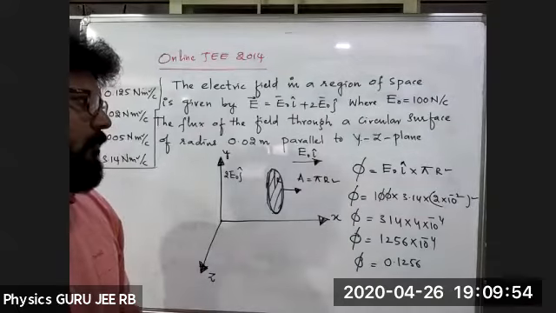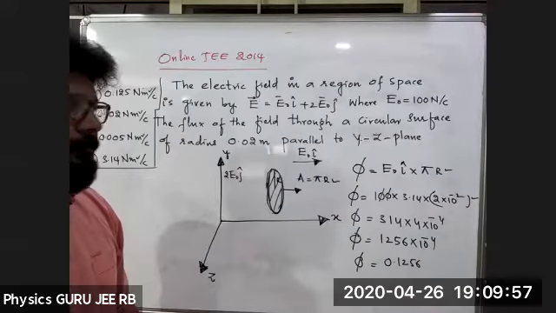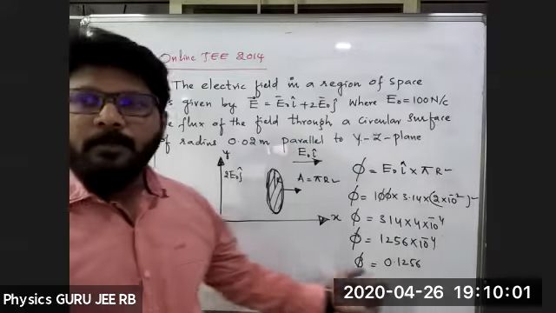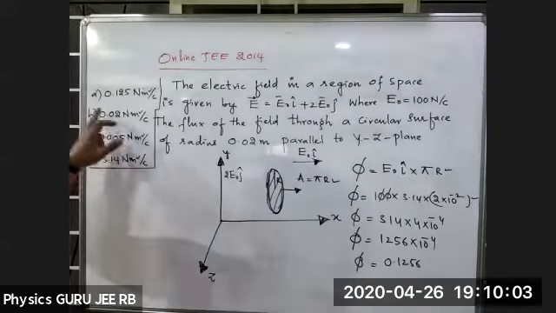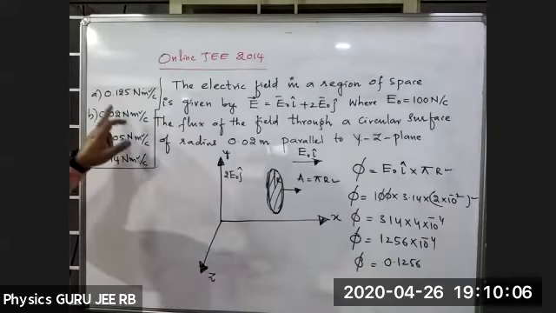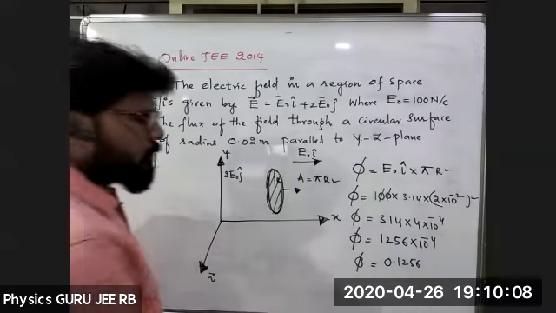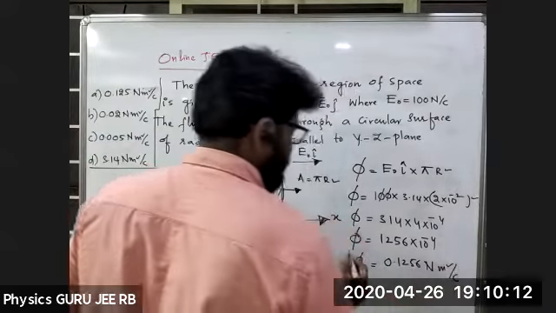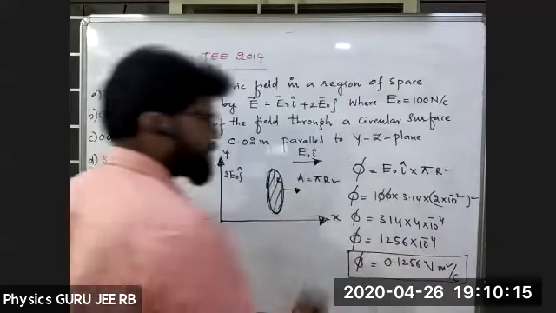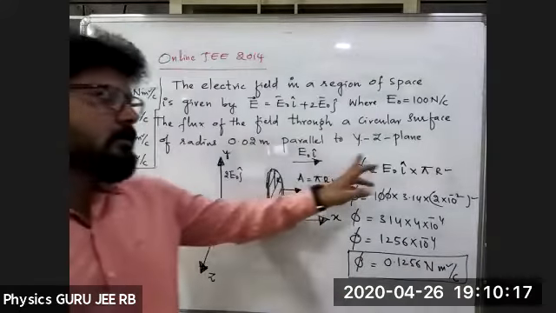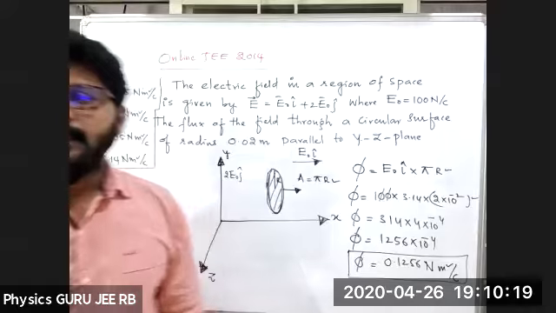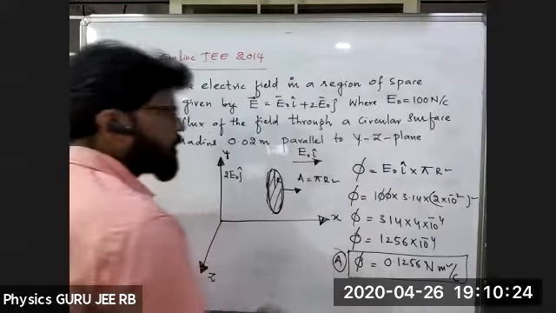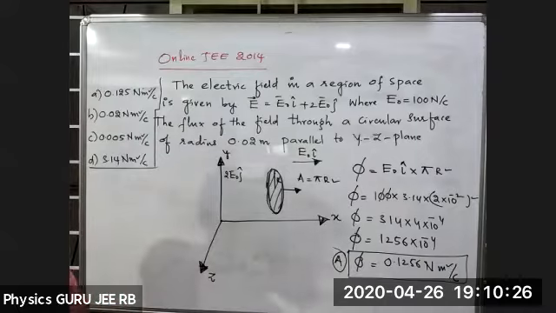Okay, fine. Now we are getting 0.1256, 0.1256. Where is it? 0.1256, option A, Newton meter square per coulomb. That's all. It's fine. So is it clear? The first option. What we are getting is option A. Is it clear? Yes.